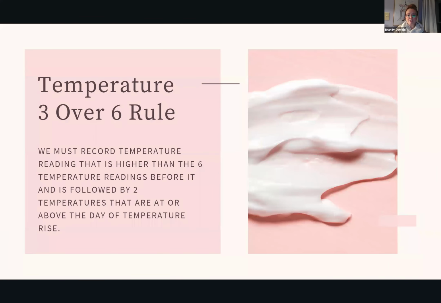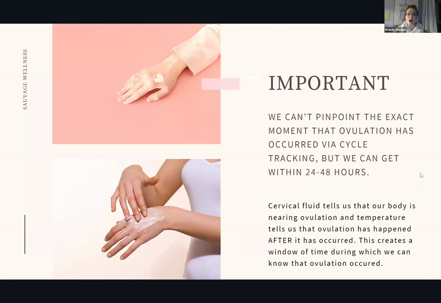There we go. Ovulation happens in between your cervical fluid peak day and the day of your temperature rise. So with cycle tracking, we cannot confirm the exact moment, the exact day ovulation happens. We can't pinpoint it exactly, but we can get within 24 to 48 hours by knowing when your cervical fluid peaked and when your temperature started to rise. So cervical fluid tells you that you're nearing ovulation and temperature tells you that ovulation has happened. So we get this window of time that we know ovulation happened within.